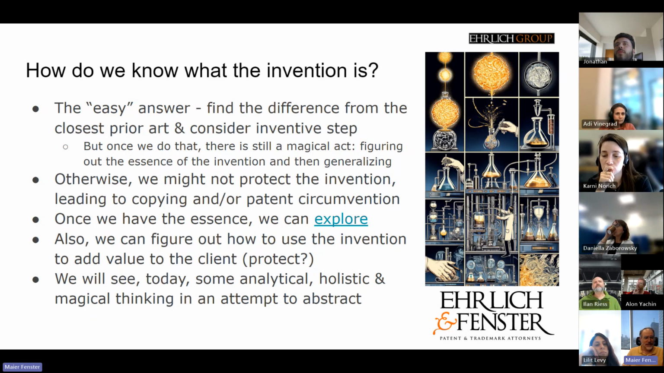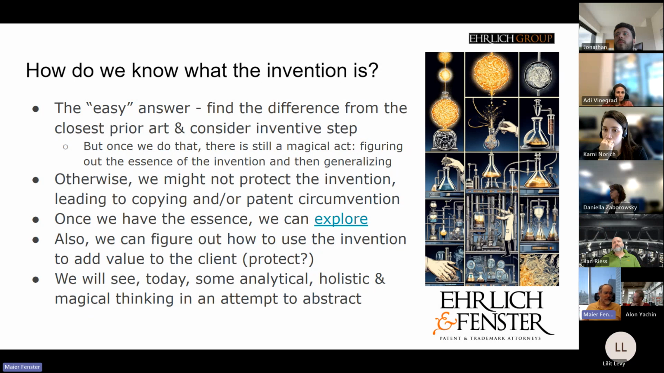Even if you found the difference from the prior art, you still need to figure out what the essence is and then possibly generalize it. And Elon used the expression of inflating a balloon, which we'll get to later, but you have to know what balloon you're inflating. Now, if you don't identify the essence, you might not protect the invention, and other people will copy the invention or maybe just design around the patent.